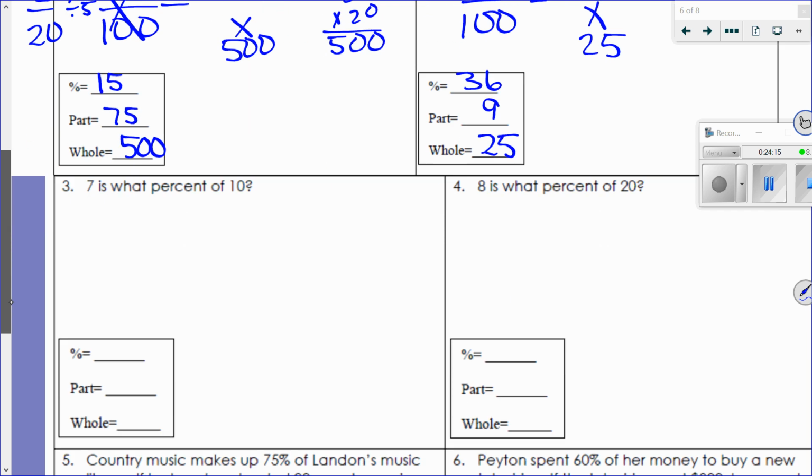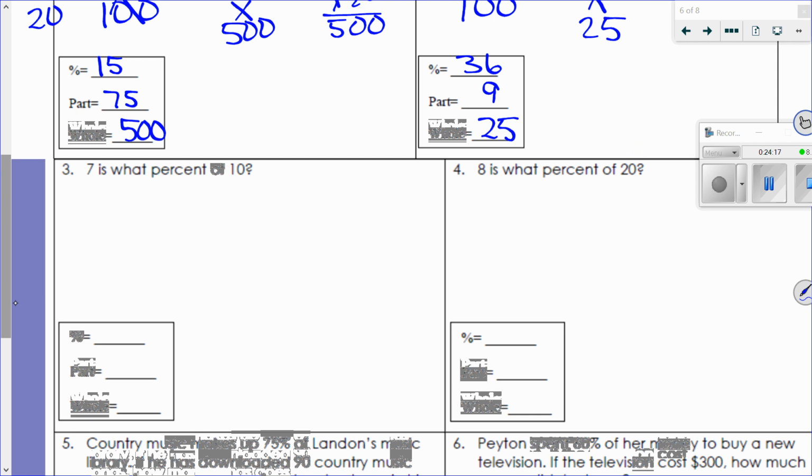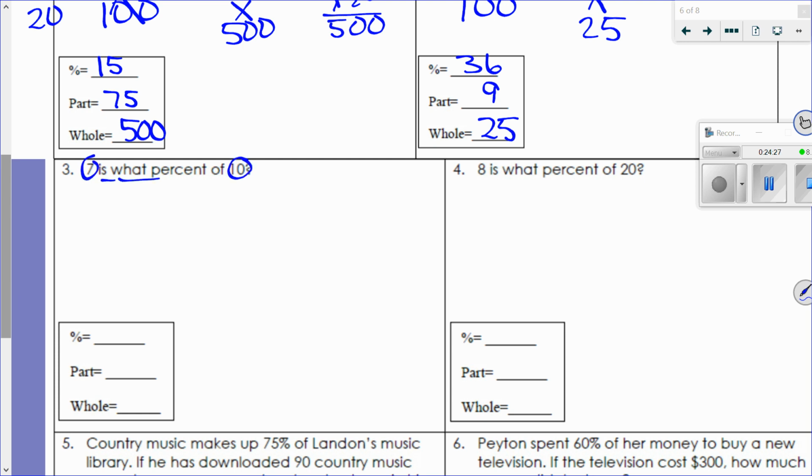Okay. Number 3. You good? Okay, 7 is what percent of 10? So start with our framework. What's my percent? Variable. So I put a variable. What's right after the word of? 10. So where does that go? What's left?